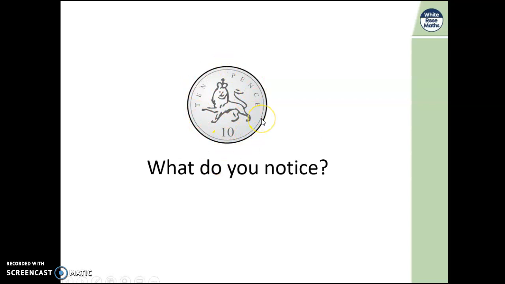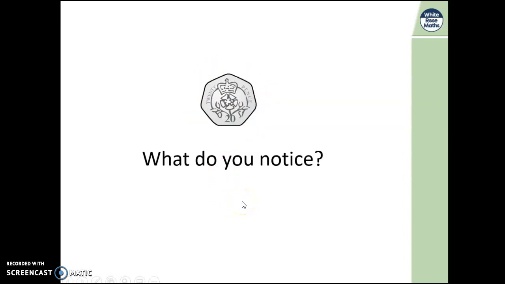What do you notice about this one? It's silver, like the 5p. It's a bit bigger than the 5p though. It's round. And its value is 10. To the next one. What do you notice about this coin? It's silver, but it's not round. It's quite small. It's a funny shape. And its value is 20.